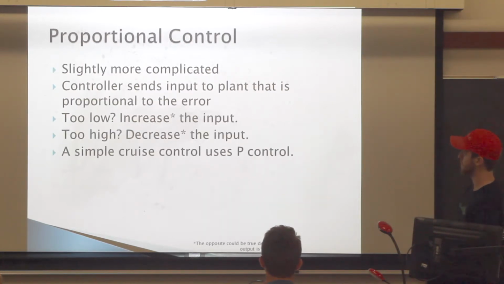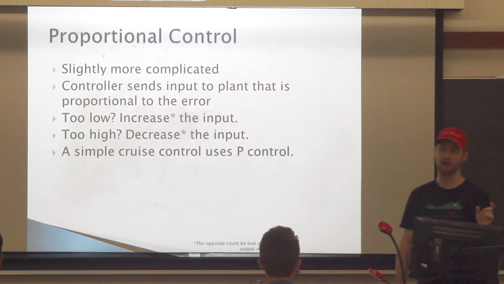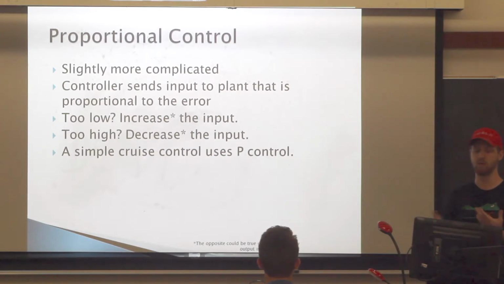So the next one is proportional control. It's a little more complicated. Basically, the controller receives an error, and it sends an input to the plant that is proportional to your error. So basically, you're saying, oh, are we too low? Let's increase the input.